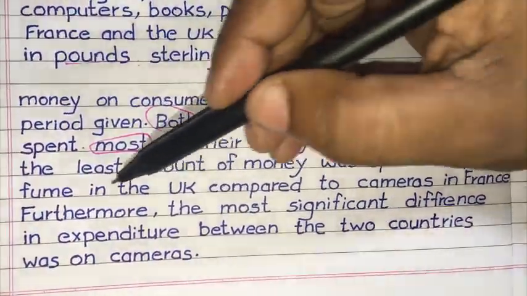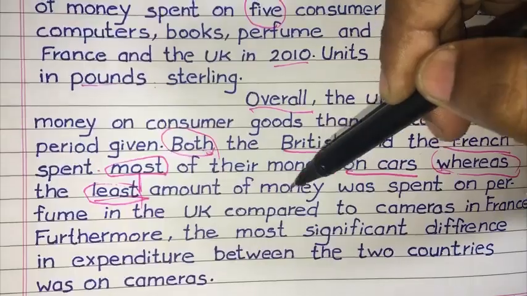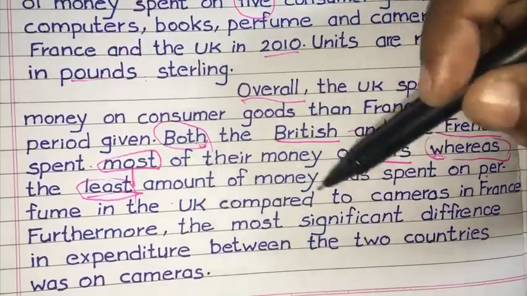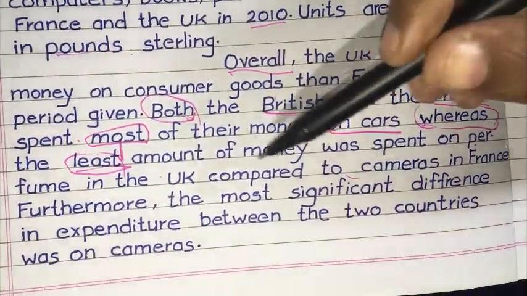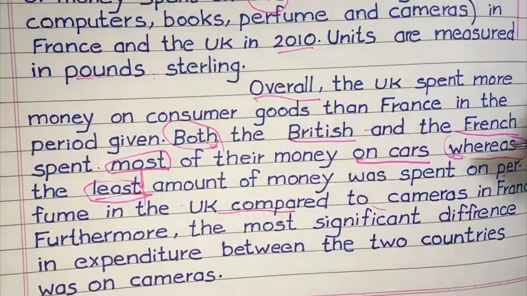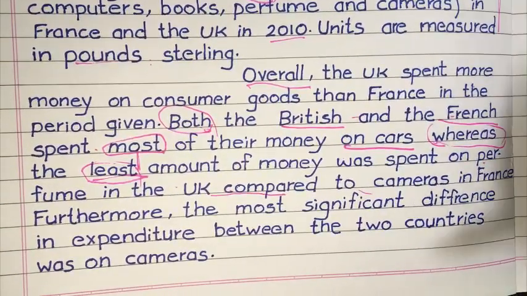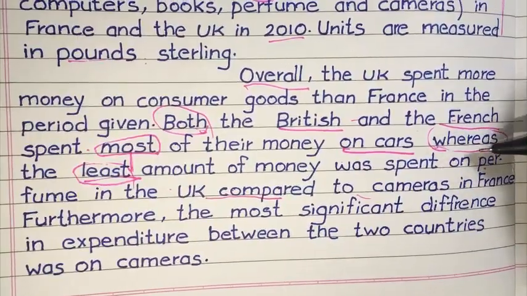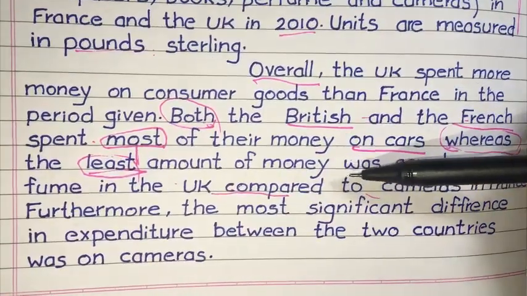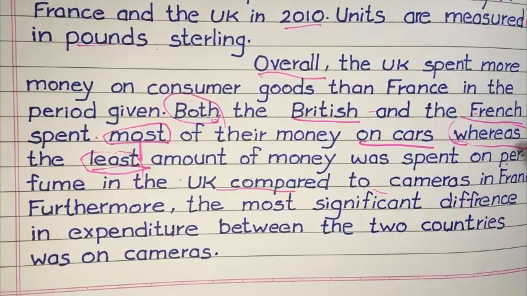The least amount. See, this is the most and this is the least. Understood? The least amount of money was spent on perfumes in the UK compared to cameras in France. See how many ideas I have communicated in a single sentence. So in your IELTS writing, it is always best to compare the data, how both these countries spend their money, how the most of their money is spent or how the least money is spent. When the examiner sees such comparison, you are going to get a better score.